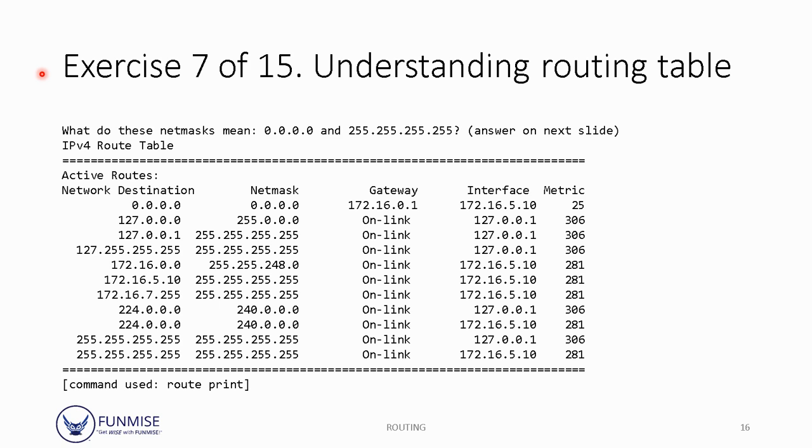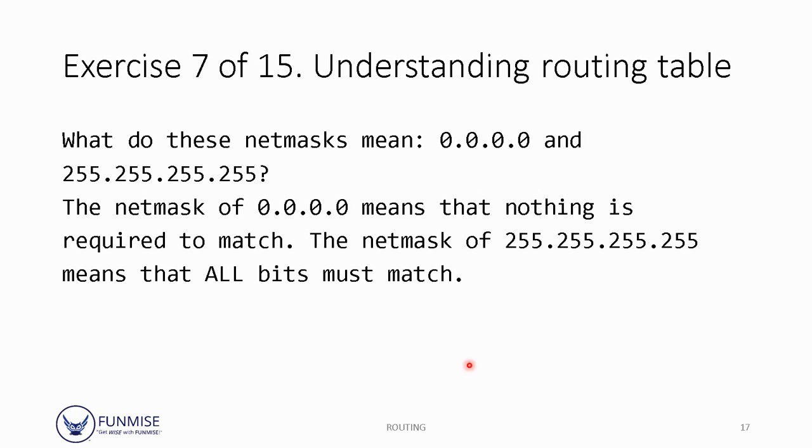Exercise 7. Understanding the routing table. What do these net masks mean? There's this 0.0.0.0 as we see here, and there's also this 255.255.255.255 as shown here, here, here, and here. What does that mask mean? Well, the net mask of all zeros means that nothing is required to match. The net mask of all 255 means that all bits must match.